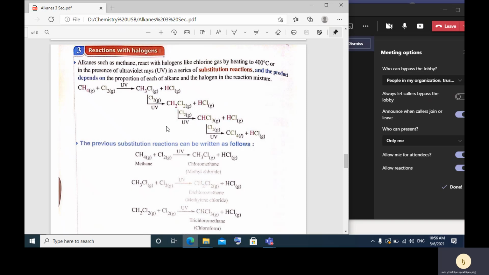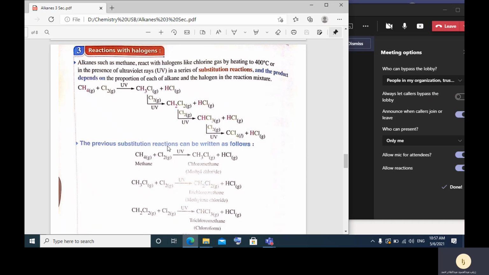This is called substitution reaction or halogenation in presence of sunlight or in the presence of UV. You will notice that we get 4 molecules of HCl, and the reaction takes place step by step according to the proportion of each of alkane and halogen in the mixture. The previous substitution reaction can be written as follows.